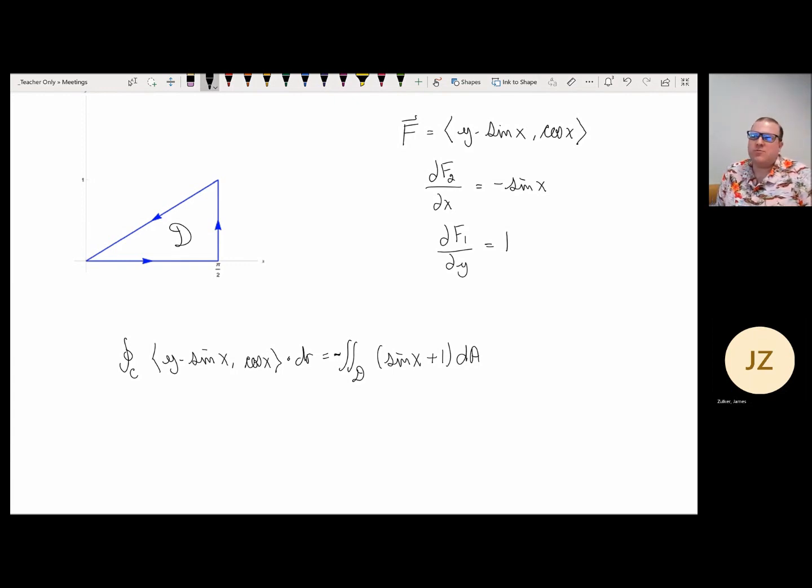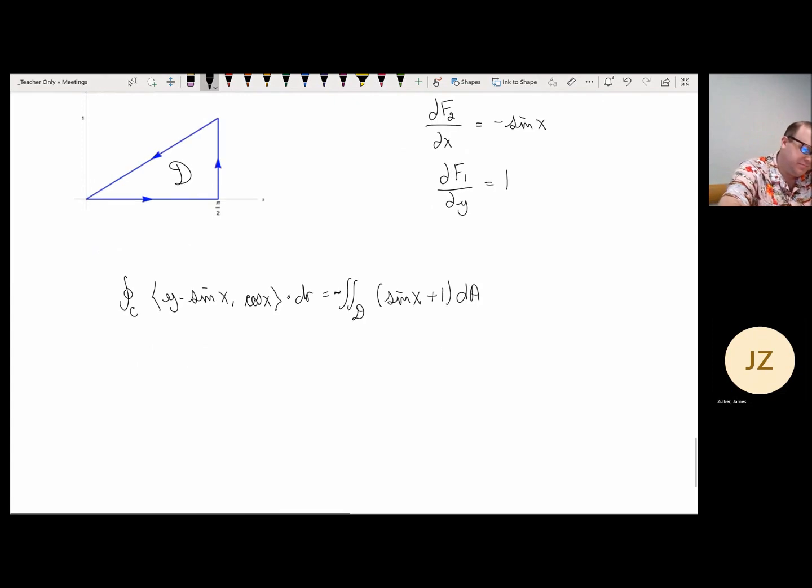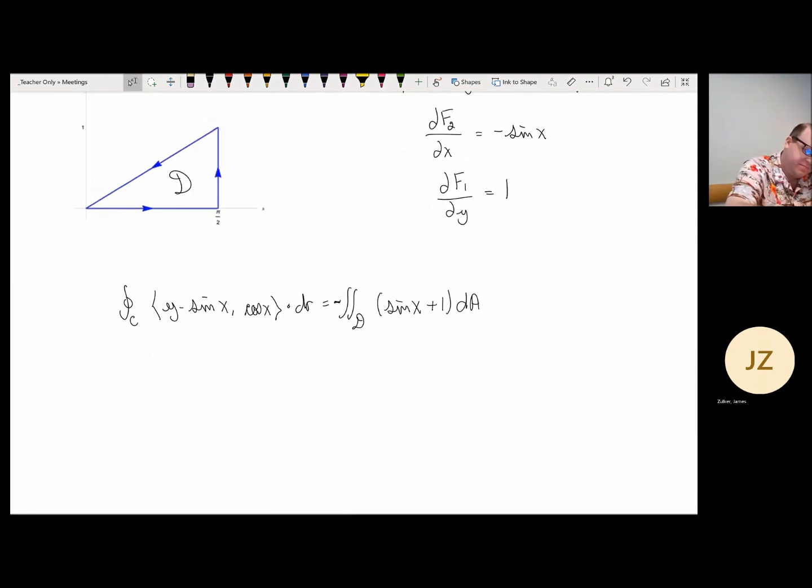We need to describe the region D. If we go dy dx, x goes from 0 to pi over 2, y goes from 0 to 2x over pi. Now notice this is oriented in the positive direction, so I don't have to worry about multiplying by a negative 1 at the end.